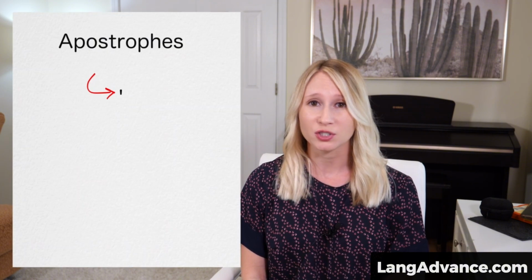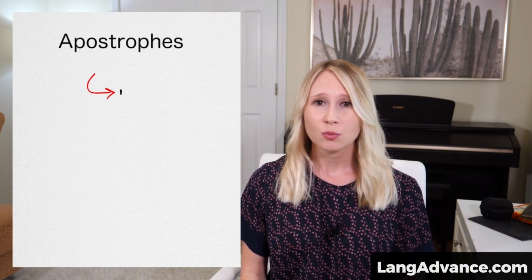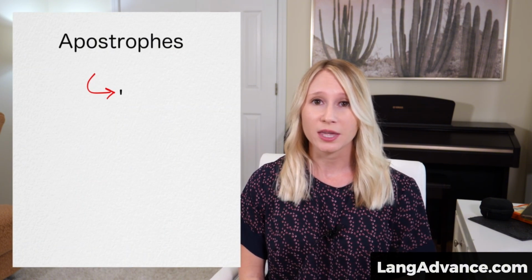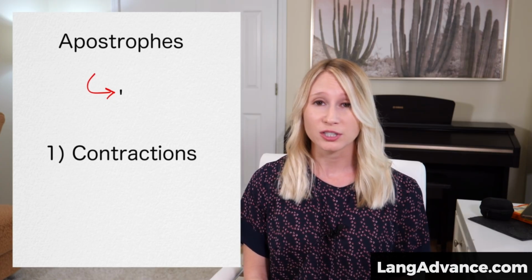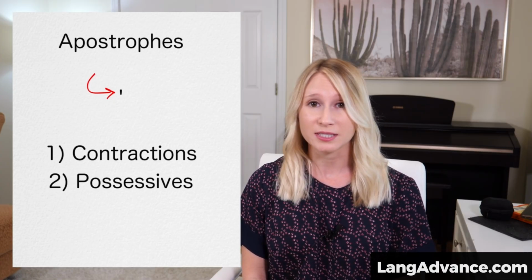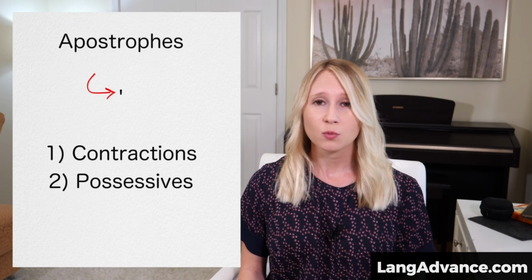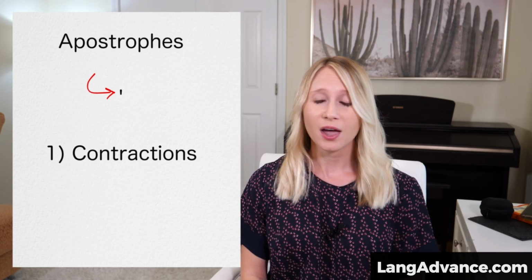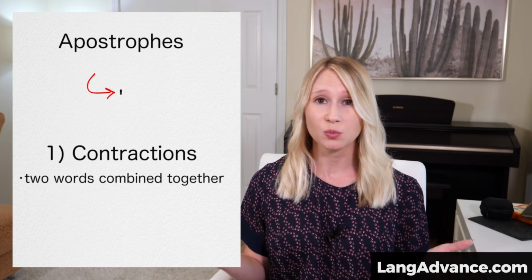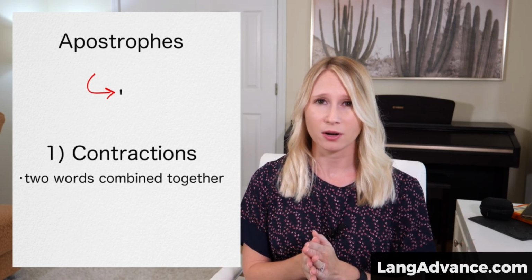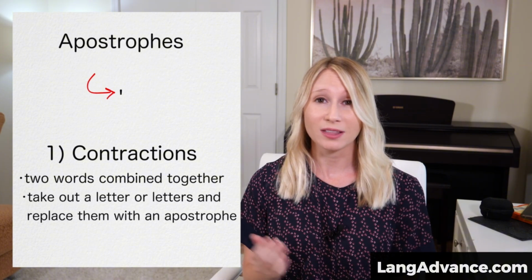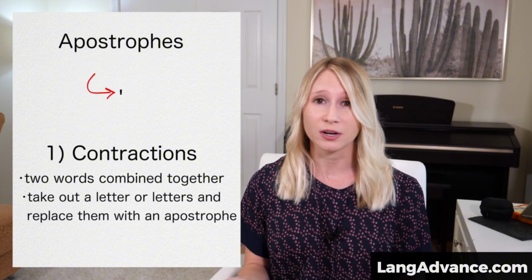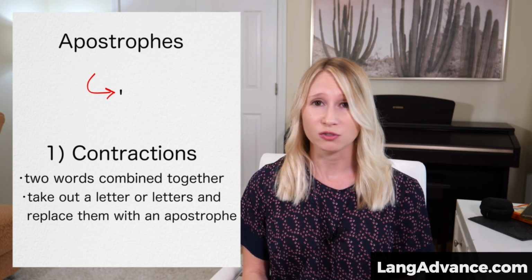In today's grammar lessons, we're going to be talking about apostrophes. In English, we use apostrophes on 2 occasions, for contractions and for possessives. First, we're going to talk about how we use apostrophes for contractions. A contraction is when we take 2 words and combine them together. When we do this, we take out a letter, or sometimes multiple letters, and replace them with an apostrophe.